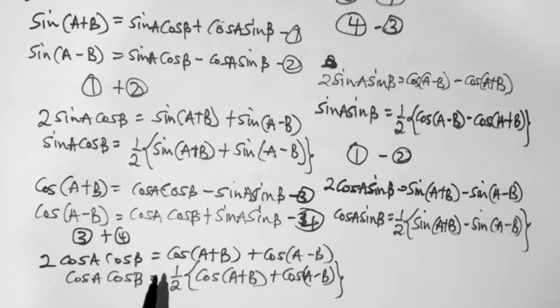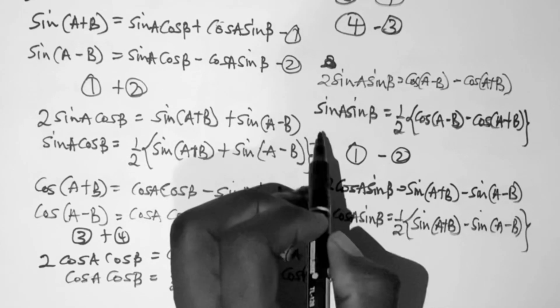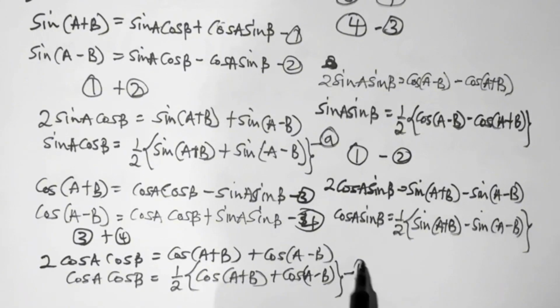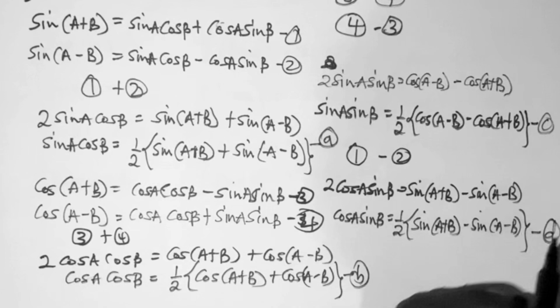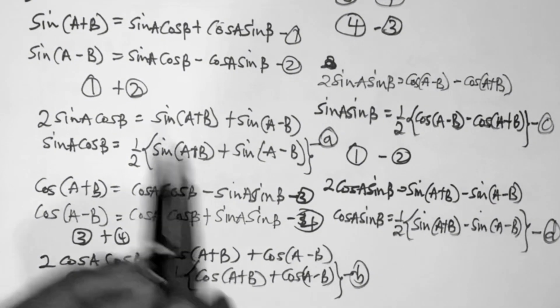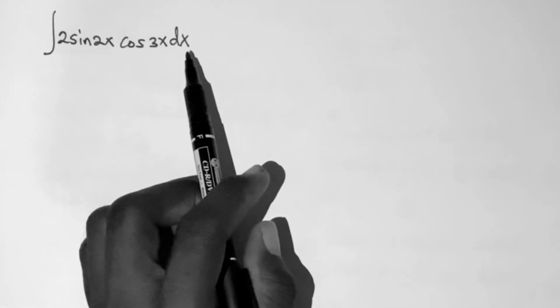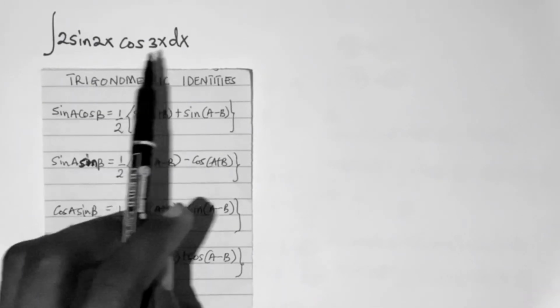Now these four equations, let me label this equation small a, and then this equation small b, and then this equation small c, and this equation small d. A, B, C, and then D are the equations that are going to help us to be able to do integrations of this form. So we have this question here, which is integrate 2 sine 2x cos 3x dx. So you see that the integral is of the form sine A cos B.